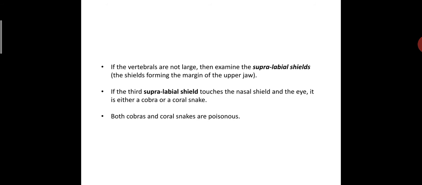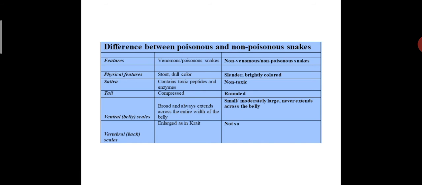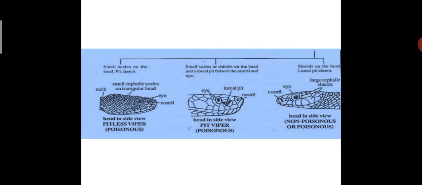So whenever the shield is not large, we must not think that it is non-poisonous. Then also we have to go to other identification marks like the third and fourth supralabial shields. By that it can be easily understood whether it is poisonous or non-poisonous. So these are the identification marks.